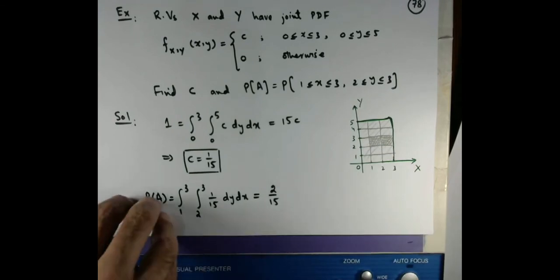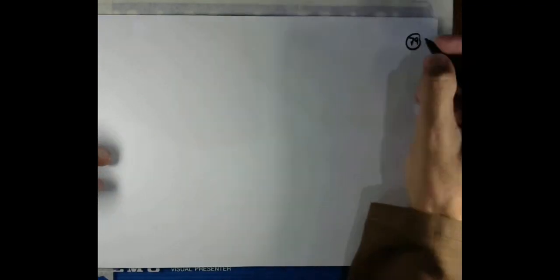I'll move on to another example and teach you how to find the joint PDF from a joint CDF.